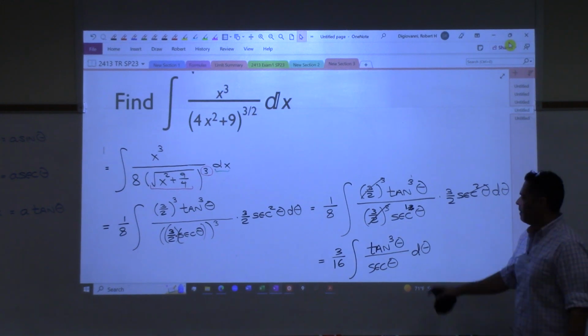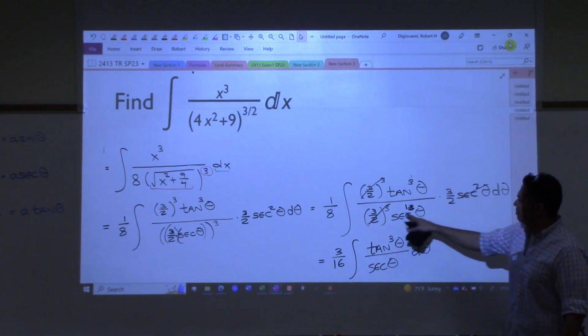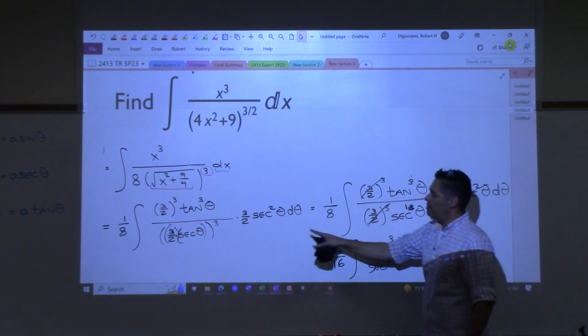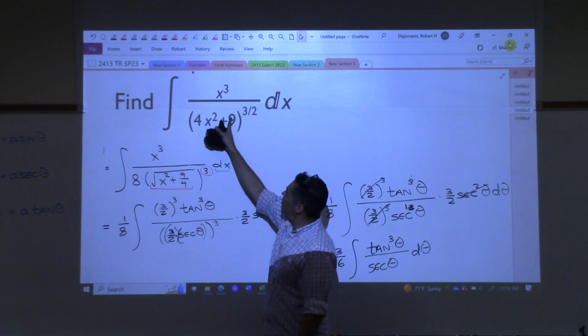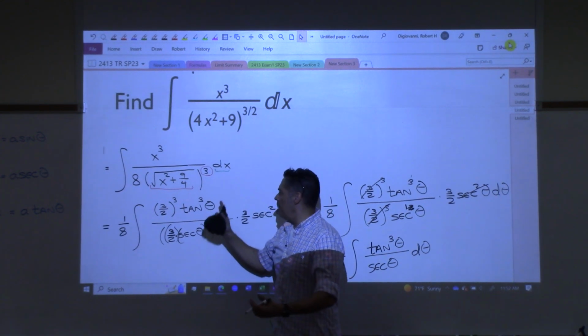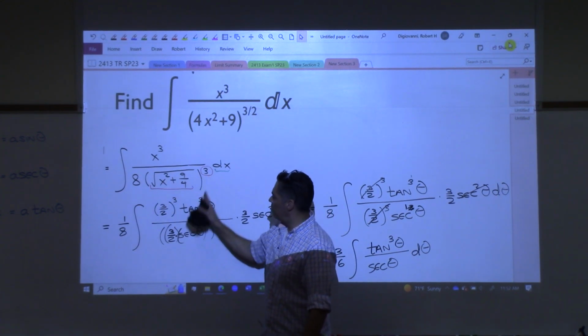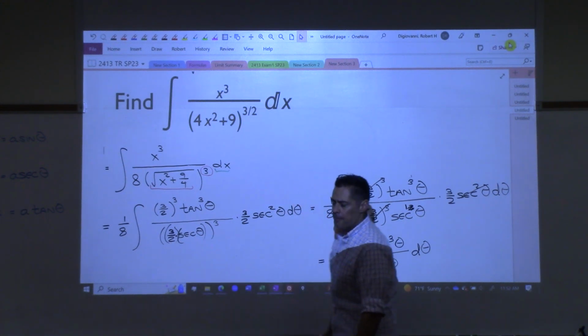That 3/2 is also cubed. This one and this one, yes? Yeah, because on the bottom, it was that whole thing cubed, right? Well, I erased it. It was that whole thing cubed, so you have to cube both the 3/2 and the secant.